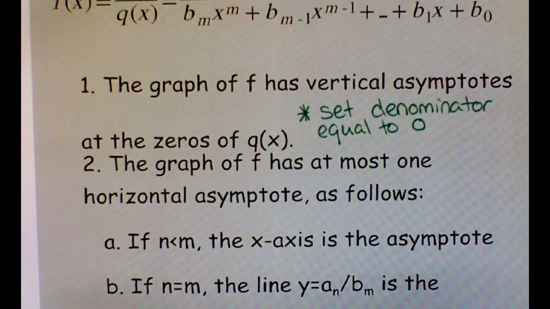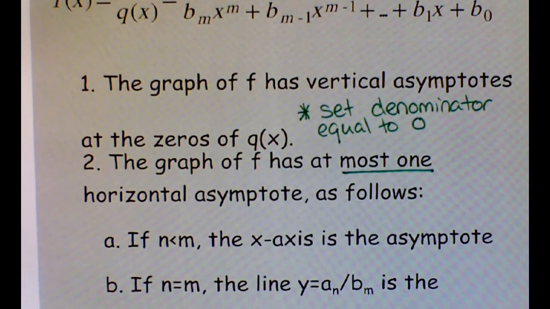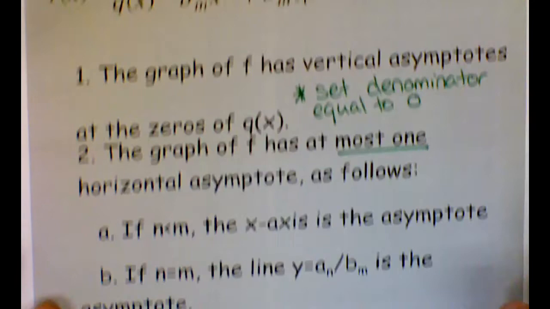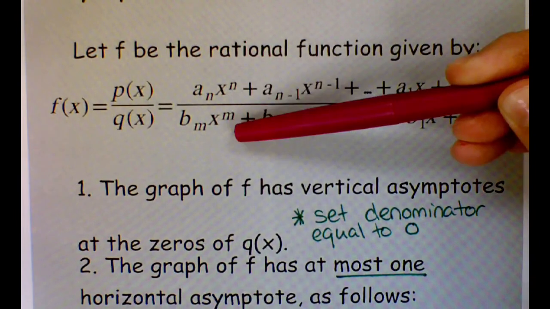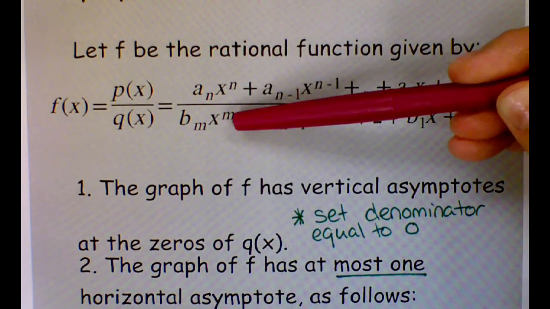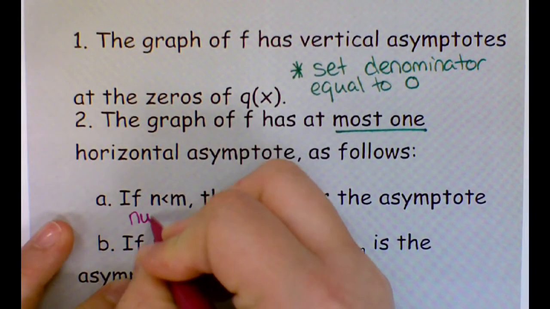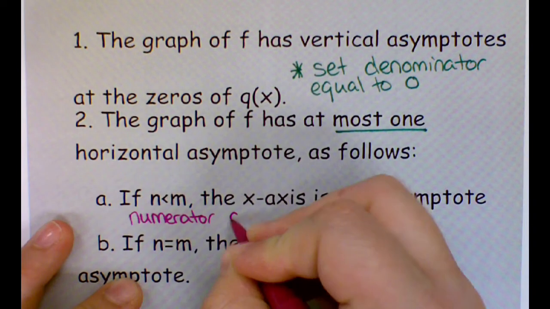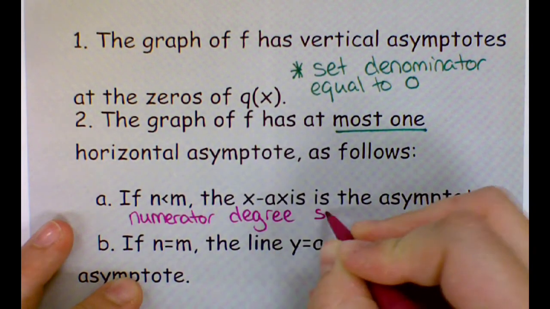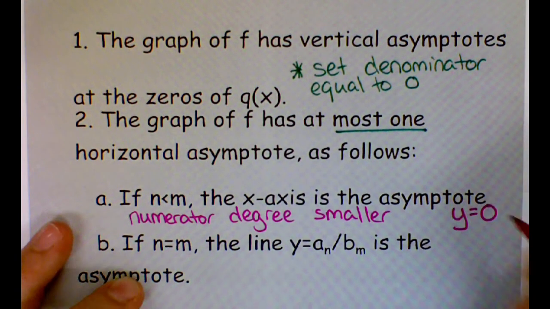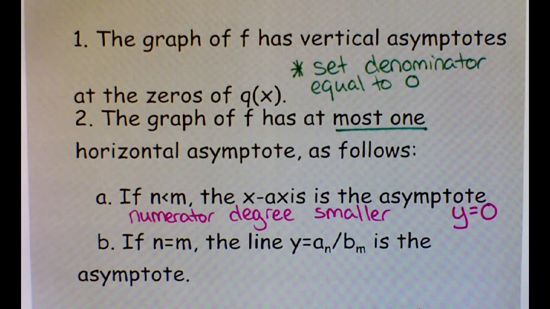It'll have at most one horizontal asymptote. Can't have two horizontal asymptotes. You might not have a horizontal asymptote. So if n is less than m, the x-axis is the asymptote. Well, that means nothing unless you look up here. n is less than m. Numerator's degree is smaller than the denominator's degree. I actually think of this as numerator degree is smaller. Then the x-axis is the asymptote. That means y equals 0 is our horizontal asymptote.